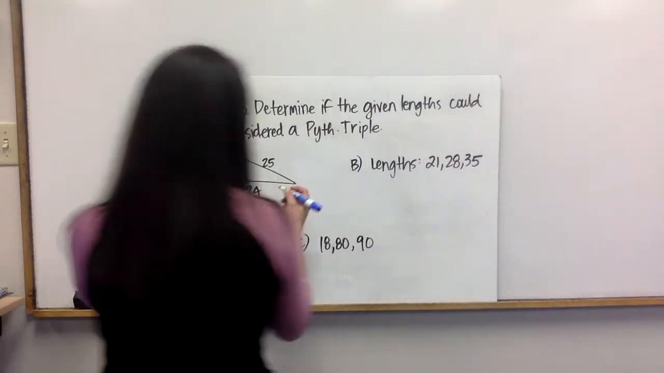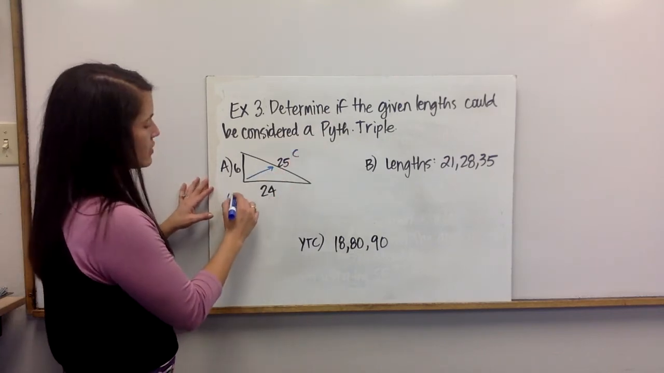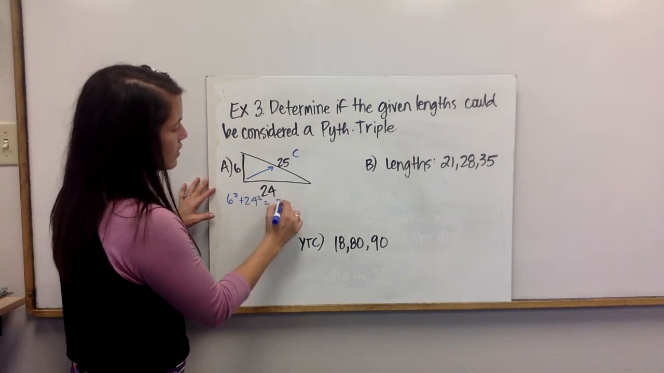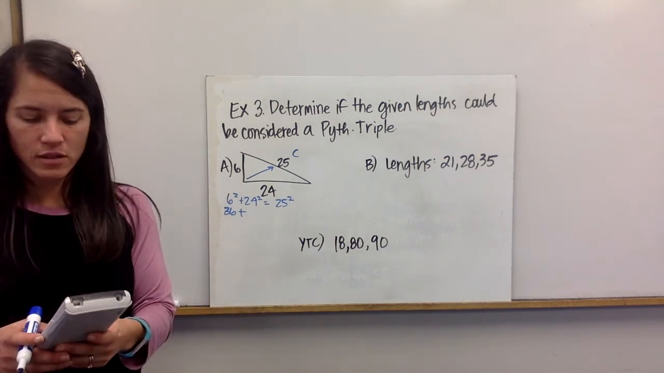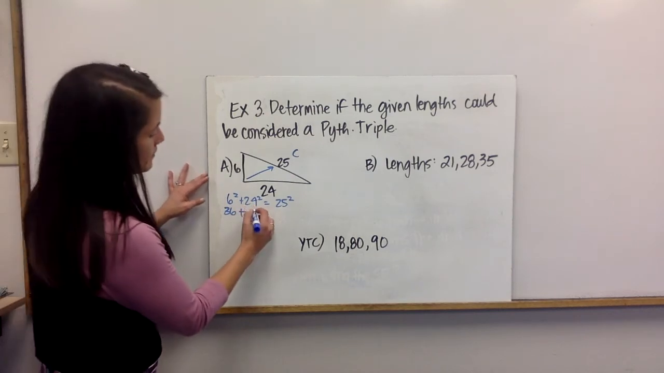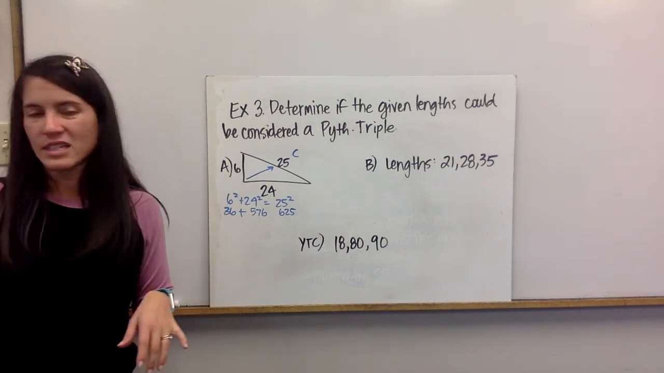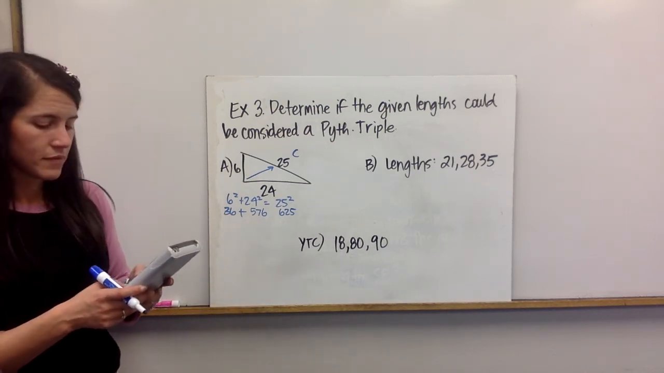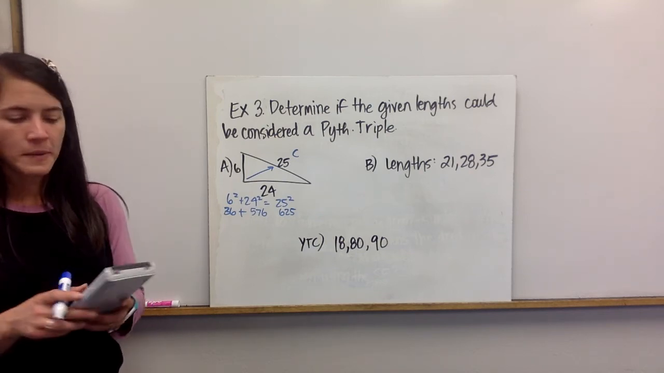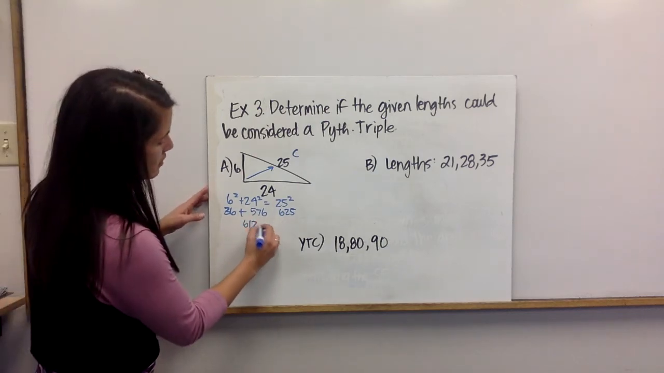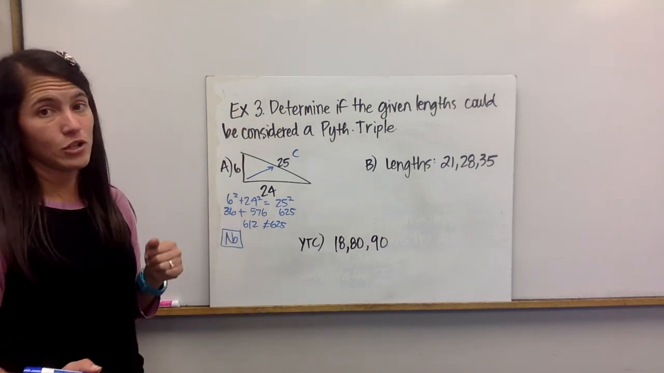We'll start with A. This is our C because it's the longest side. So 6 squared plus 24 squared, does that equal 25 squared? 24 squared, I don't remember what 24 squared is. 576. And this was 625. So 36 plus 576. 576 plus 36. All right, 612 does not equal 625, so the answer is no. These cannot be a Pythagorean triple.